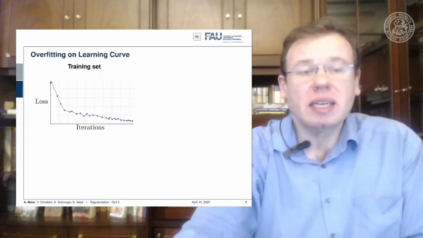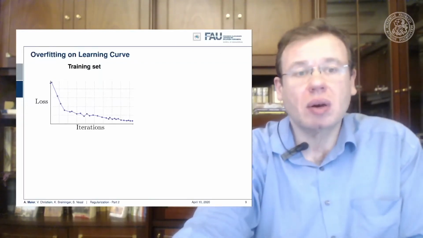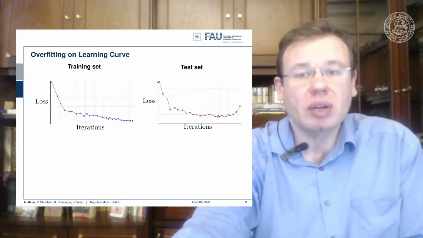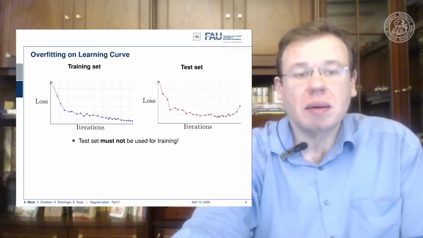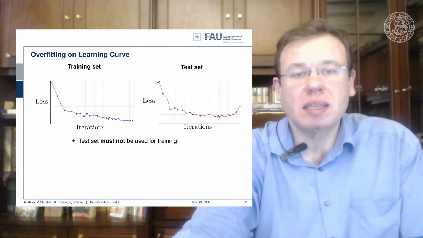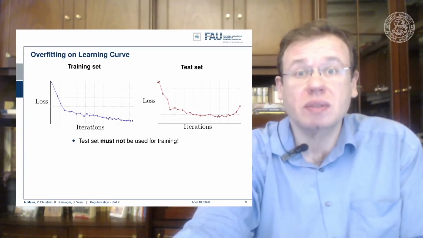So here is a typical example of a loss curve over the iterations on the training set. And what I show here on the right-hand side is the loss curve on the test set. And you see that although the training loss goes down, the test loss goes up. So at some point, the training data set is overfitted and it doesn't produce a model that is representative for the data anymore. By the way, always keep in mind that the test set must never be used for training.